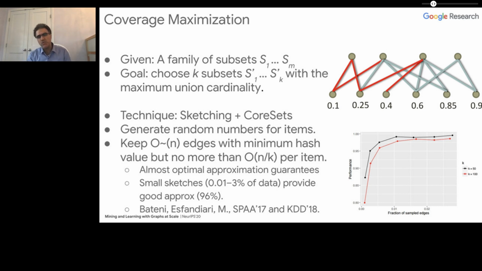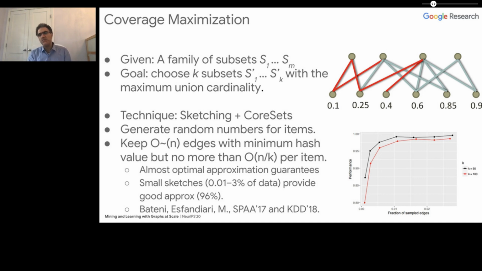The technique that we've developed to solve this problem is a sketching technique and also the coreset technique. What we do is generate random numbers for each item, and then we keep only a smaller number of edges in the graph that have a random hash value above some threshold, but we also make sure that we keep at most some number of edges per node. With this technique, we can show that we don't lose an approximation factor in terms of the quality of the solution. And if we apply the coreset on top of it, we lose another constant factor approximation.